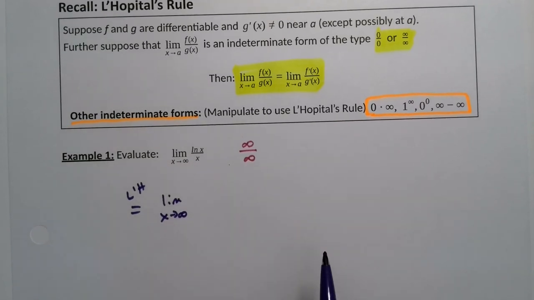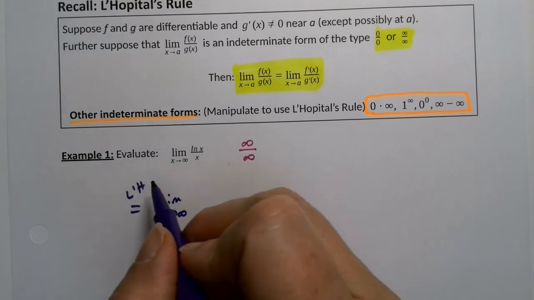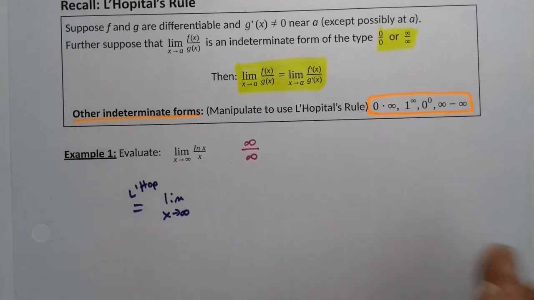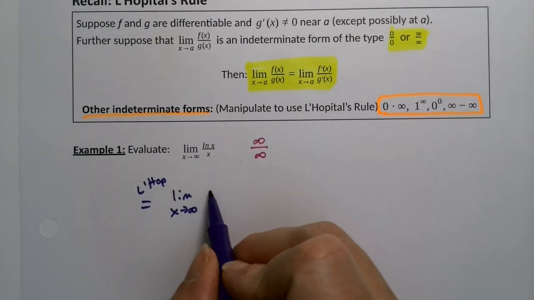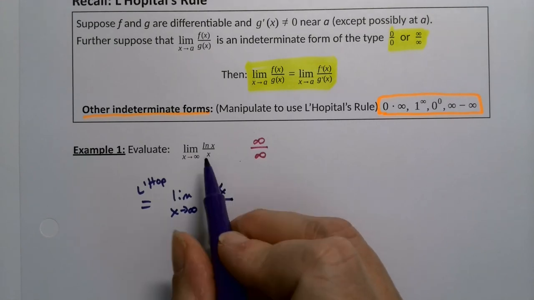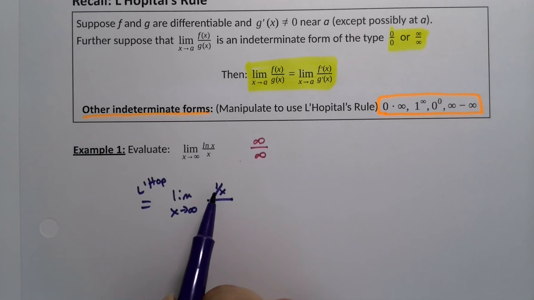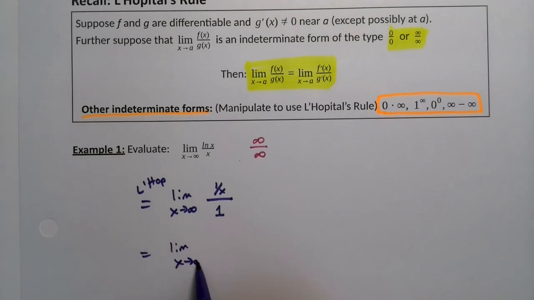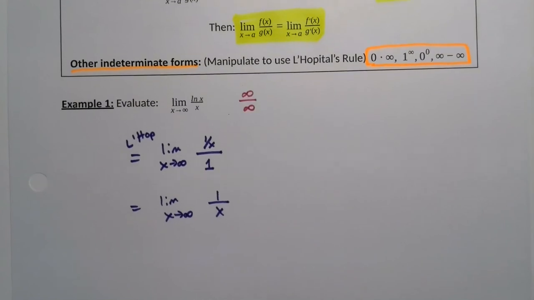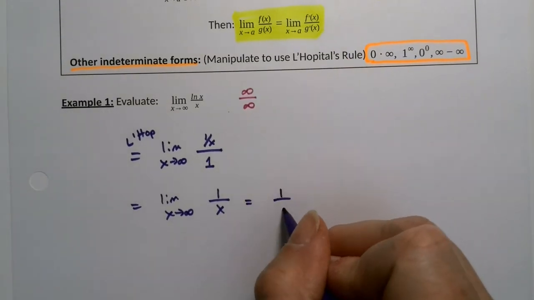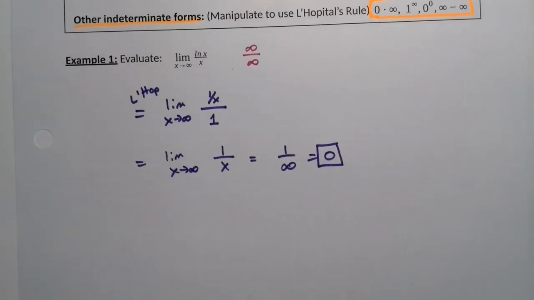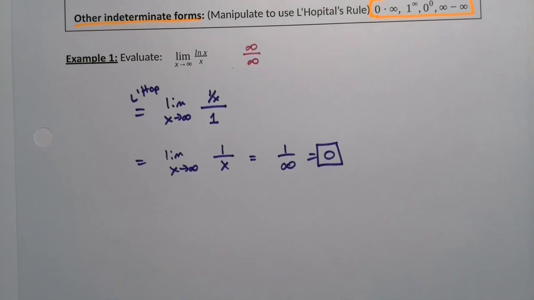Now remember, this isn't actually equals. That's why we put the L apostrophe H above the equal sign. They're equivalent. They're not strictly exactly equal. So this would be 1 over x over 1, because the derivative of natural log of x is 1 over x, and the derivative of x is 1. And so that means that I'm taking the limit as x goes to infinity of 1 over x, and that is 0. You're not technically substituting in infinity. I mean, we kind of write it like that, but it's really more thinking about it.